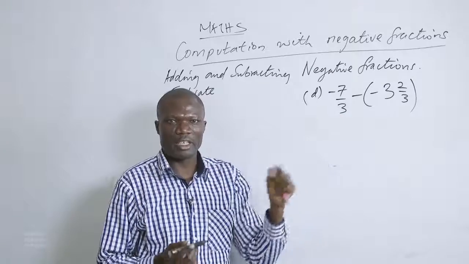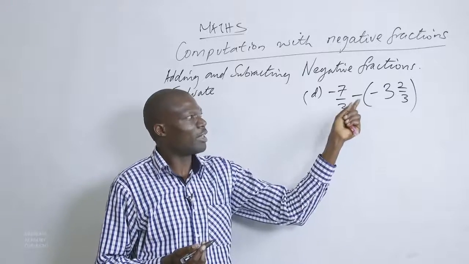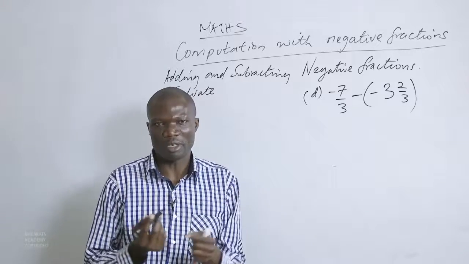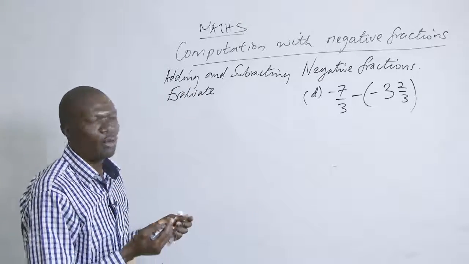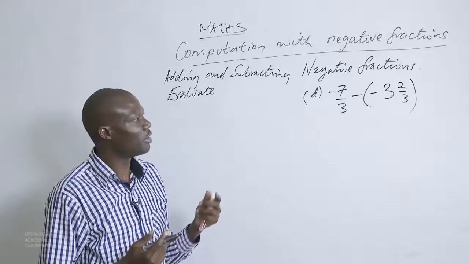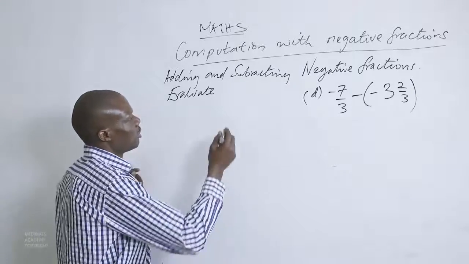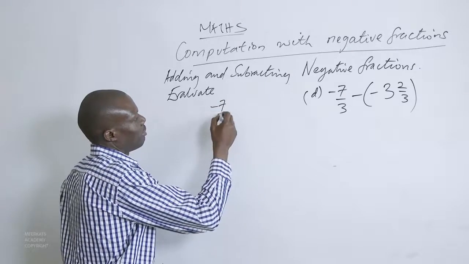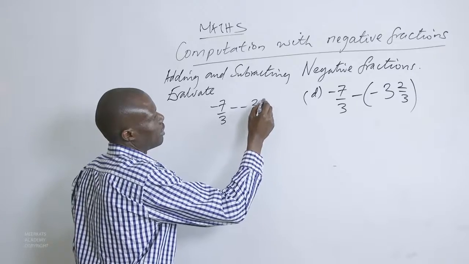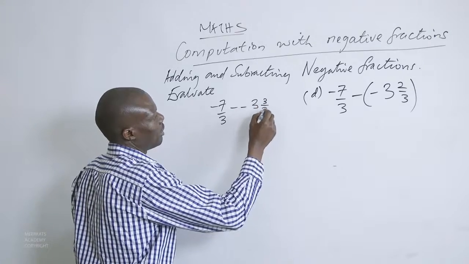negative 7 over 3 is improper. 3 and 2 over 3 is a mixed numeral. So what are we going to do here? We cannot handle the two when they are mixed like that. So we have to bring them to the same level. So negative 7 over 3 minus 3 and 2 over 3.